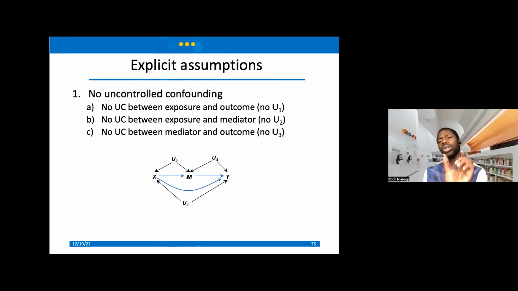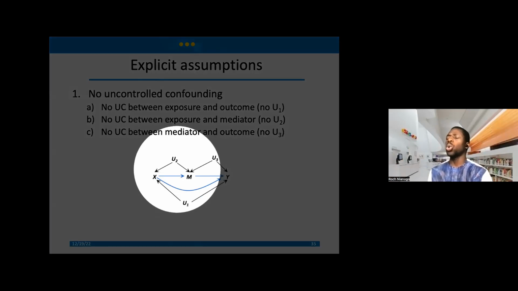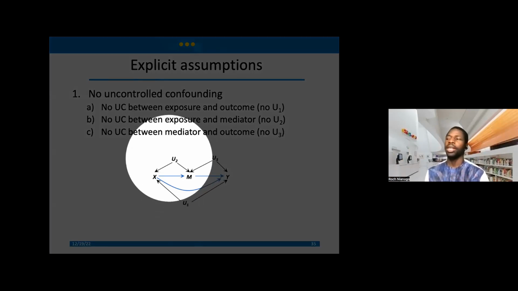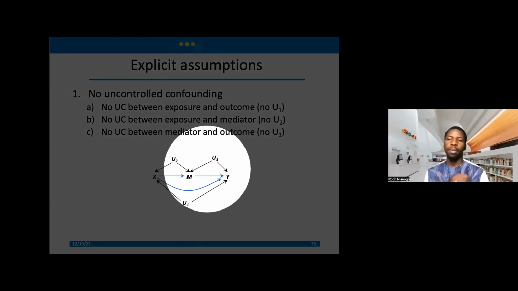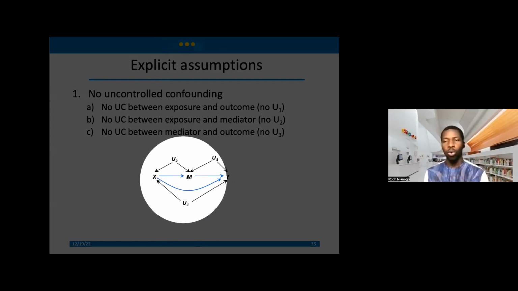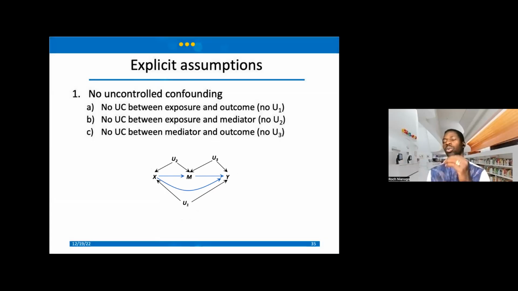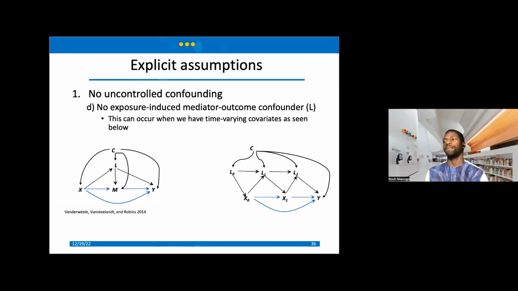All right. And to go down a little bit into detail, that just means that there should be no confounding between the exposure and the mediator. There should be no confounding between the mediator and the outcome. And there should be no confounding between the exposure and the outcome, right? This is what we term here: there should be no U1, no U2, and no U3.